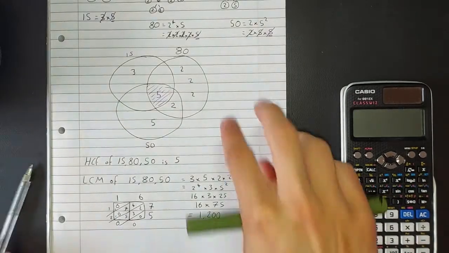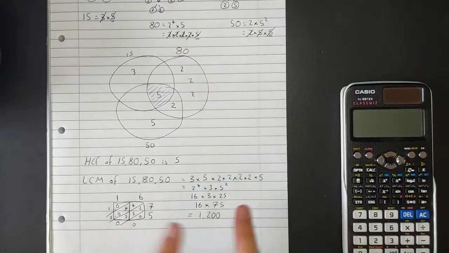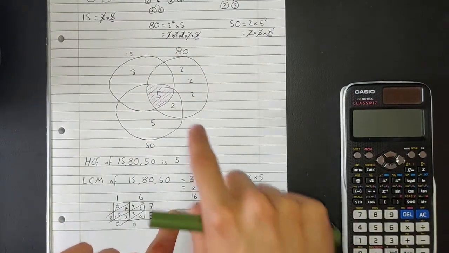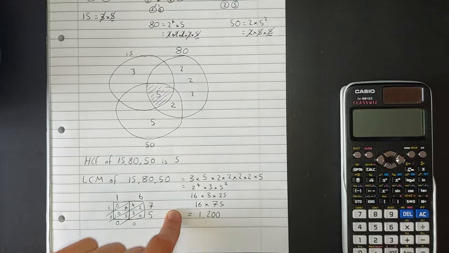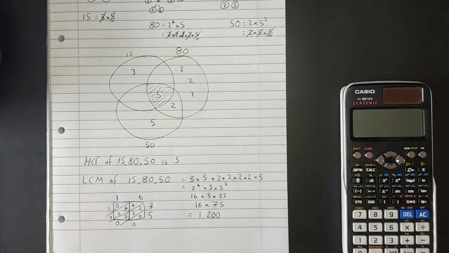Okay, so that's how you'd go about doing it with 3 numbers. It works exactly the same, it's just our Venn diagram has 3 parts. We have to be careful when we write our numbers out here because some may be shared by 2 and not by the other. Other than that, it works exactly the same and you can do it.